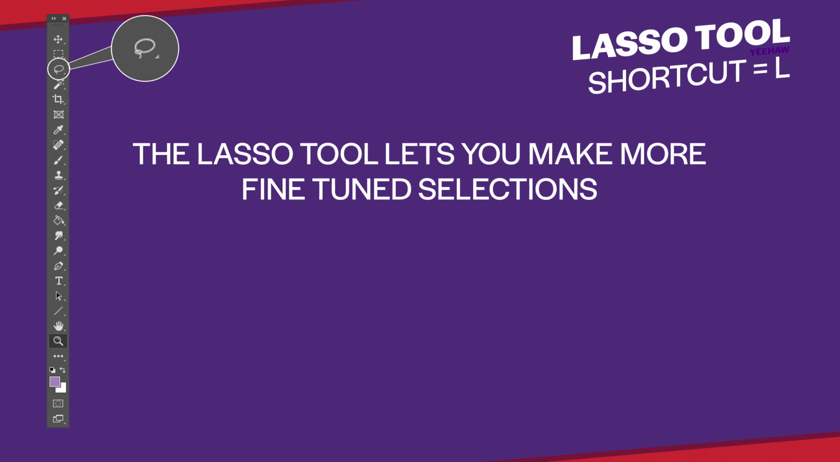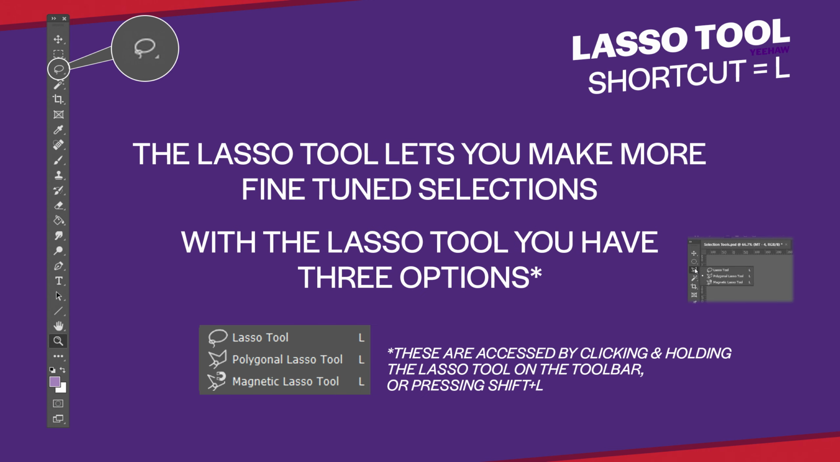Okay, next we move on to the Lasso Tool. With the Lasso Tool, you've got 3 options, and again, like the Marquee Tool, you can access these options by either clicking and holding on the toolbar on that tool, or you can use the keyboard shortcut Shift and L, and this will just flick between the 3 options you've got available to you.